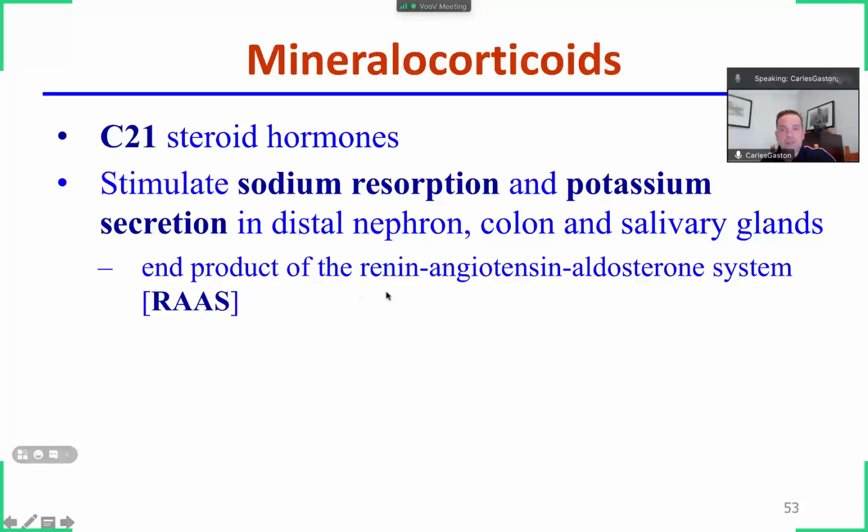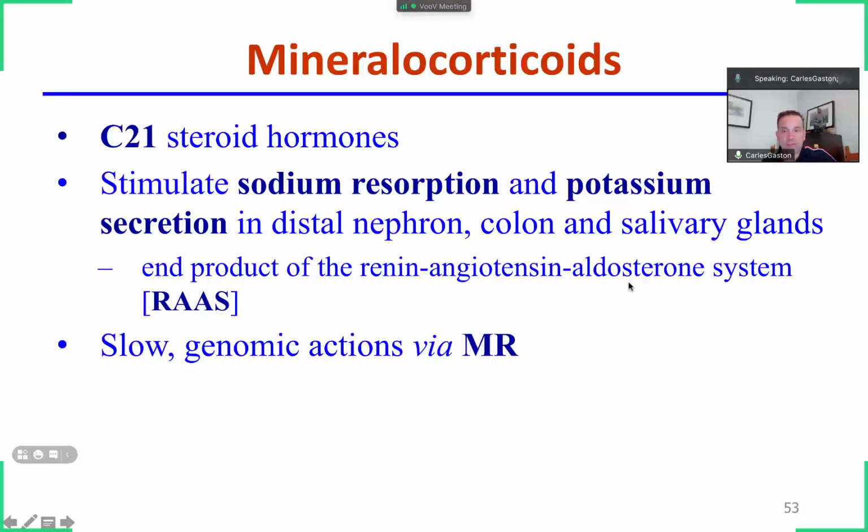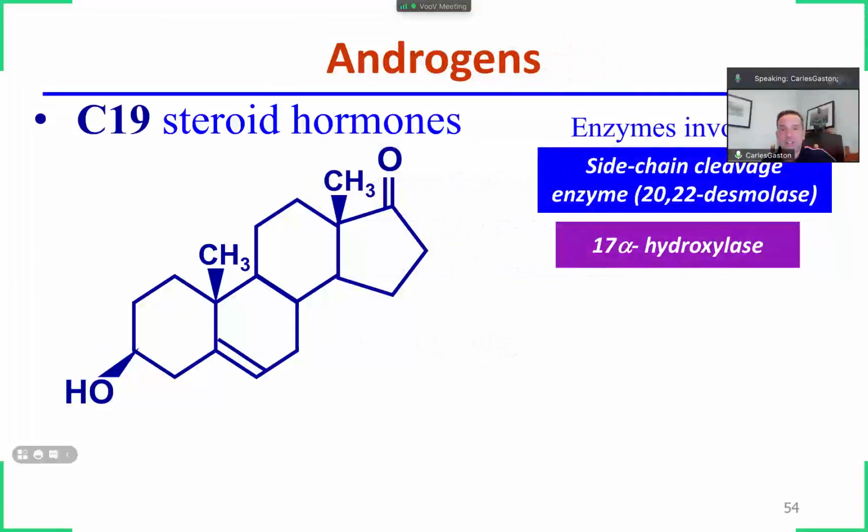It's produced by the renin-angiotensin-aldosterone system, okay? It's obviously regulated by renin, angiotensin, and aldosterone, right? Remember that angiotensin and renin come from the liver and the kidney, and obviously signal to produce aldosterone, okay? And they have slow genomic actions.